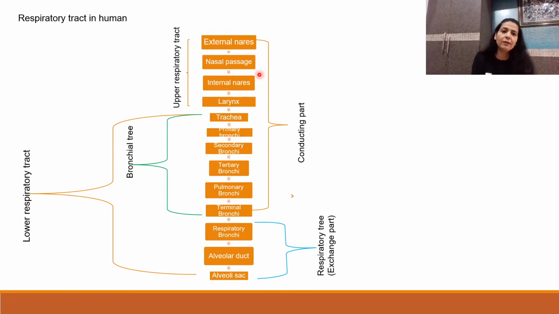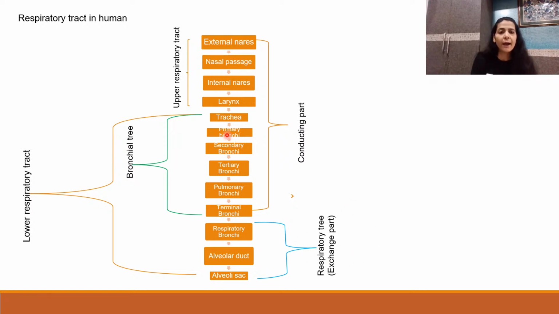You have to be really thorough with this passage. Revise this with me once again. External nares to larynx, upper respiratory tract. Trachea to alveoli, lower respiratory tract. Lower respiratory tract is further divided into bronchial tree and respiratory tree. From trachea to terminal bronchi, bronchial tree. From respiratory bronchi to alveolar sac, respiratory tree.